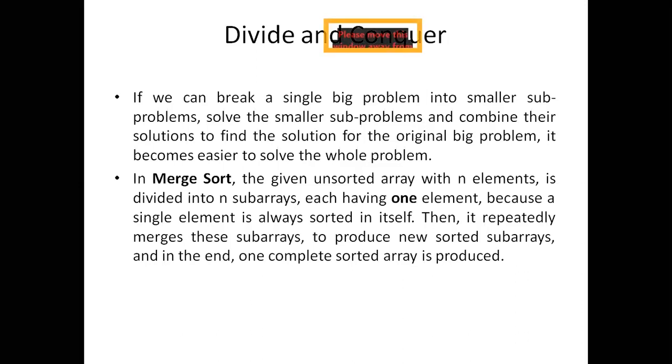Next, these 2 will be combined and made into 2. These 2 will be combined and made into 5. 5 and 5 will be combined and we will get the final answer, a sorted array of 10 elements. So we have to repeatedly merge these subarrays to produce new sorted subarrays. At the end, one complete sorted array is produced. Clear, guys?